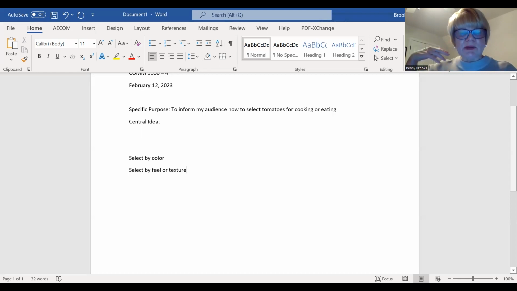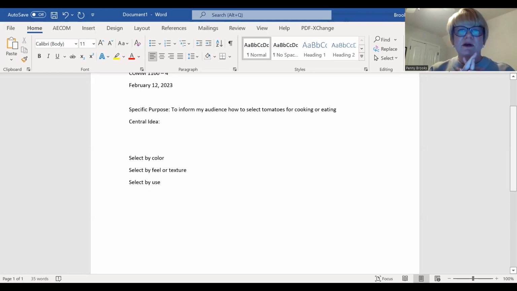So I've got select by color. That could be a good point. Select by feel or texture could be another good main point. What else do I, oh. Okay, first, what I have to think about is what I'm using the tomatoes for, because you use different tomatoes for different things. Okay, that's cool. Select by use. Okay.